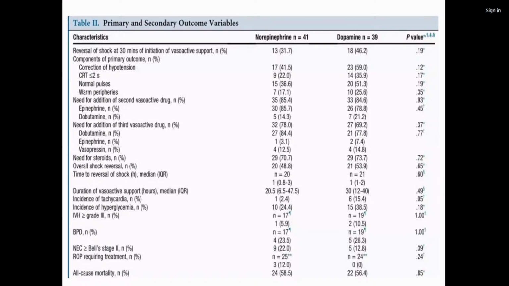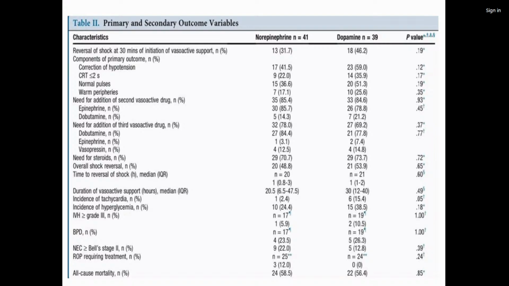Next, the components of the primary outcome: hypotension, CRT, normal pulses, and warm peripheries. All these are not significant, so no single clinical component showed any superiority of either of the two drugs. And the secondary outcomes show the need for addition of a second vasoactive drug and the need for a third vasoactive drug.